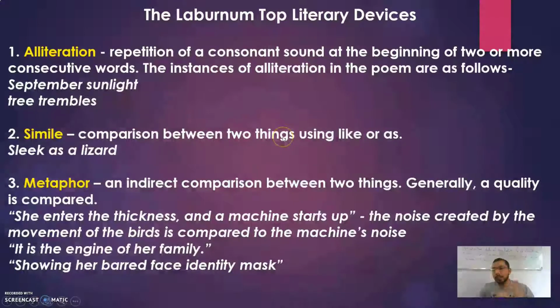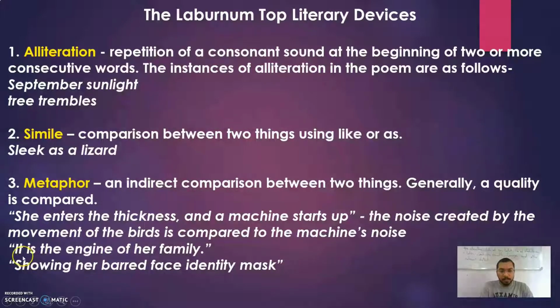Simile: comparison of two things with the use of like or as. Like here, sleek as a lizard. Third, metaphor: an indirect comparison between two things, generally a quality is compared. When two things are compared indirectly, one quality is compared, that is known as metaphor. For example, she enters the thickness and a machine starts up. The noise created by the movement of the bird is compared to the machine's noise. As we start up a machine, there is noise and movement. Similarly, when the goldfinch enters the tree, there is noise and movement.